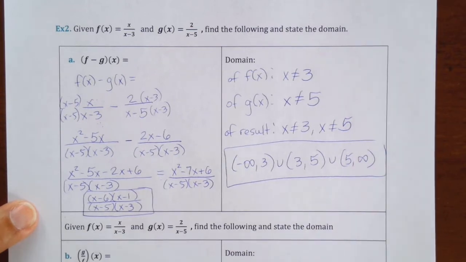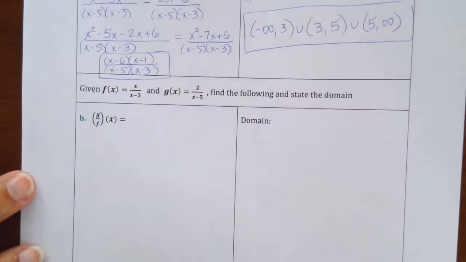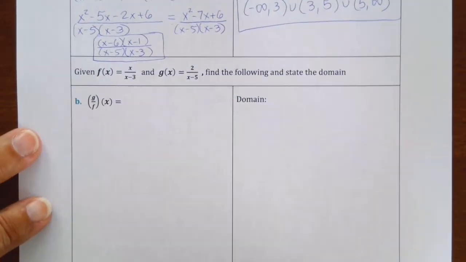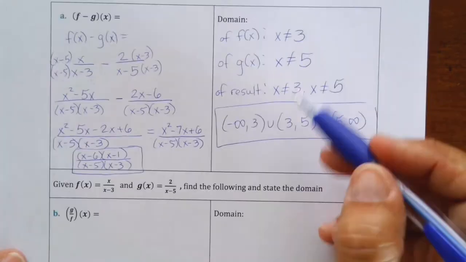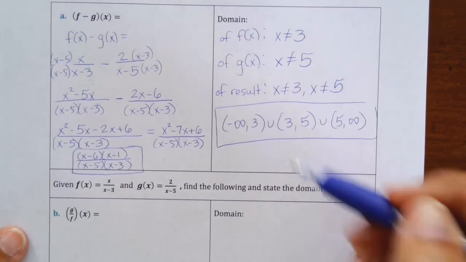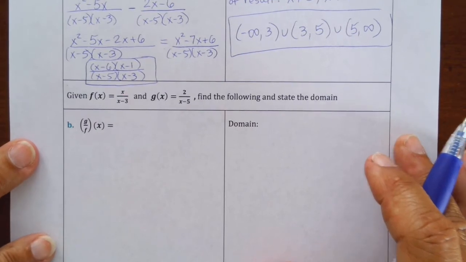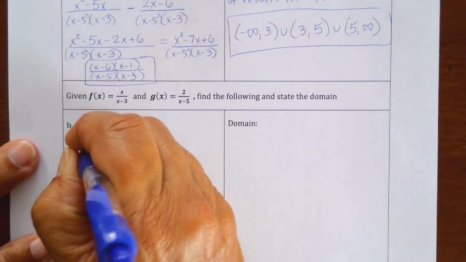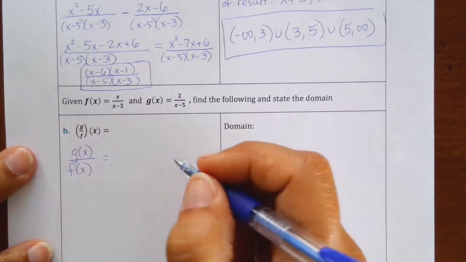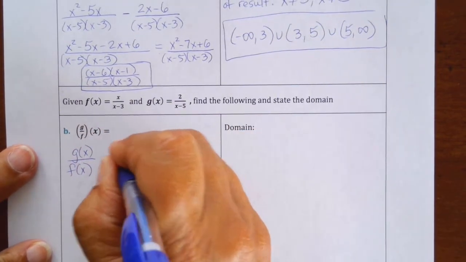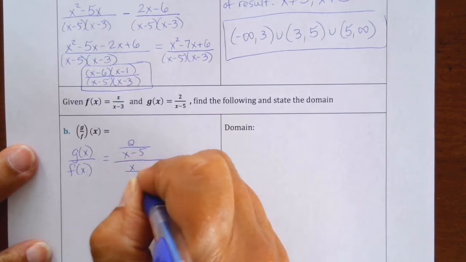All right, and in part B, we're going to take the same two functions, and this time we're going to divide them. Okay? All right, so we already know the domains of f and g. Okay, we don't have to do that again. I'll write it down. So all we really need here is the domain of the result. So let's see what we get. So this is g of x divided by f of x. All right, so g of x goes on top, 2 over x minus 5 divided by x over x minus 3.